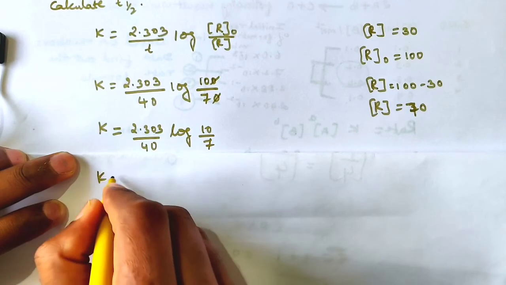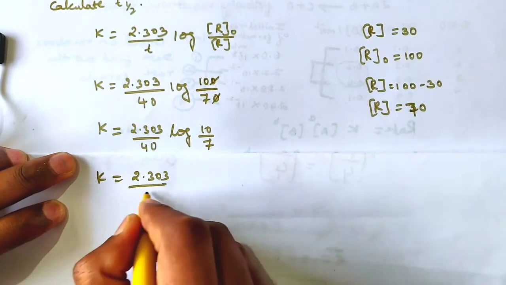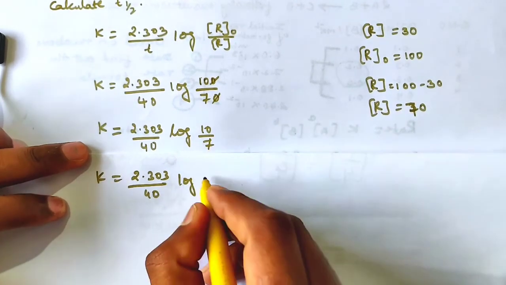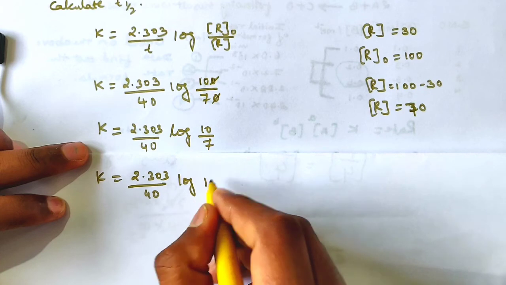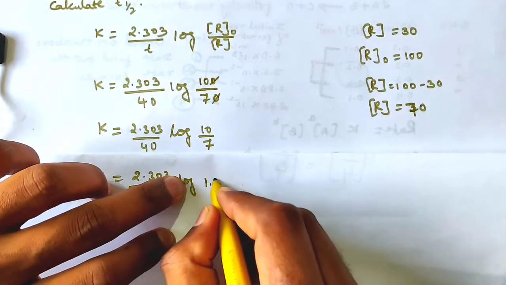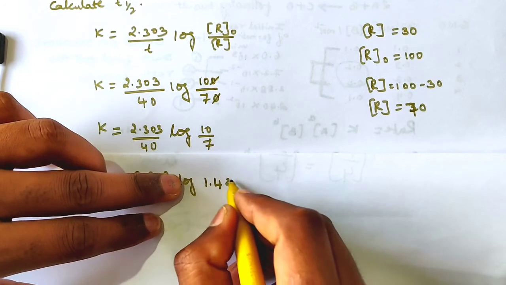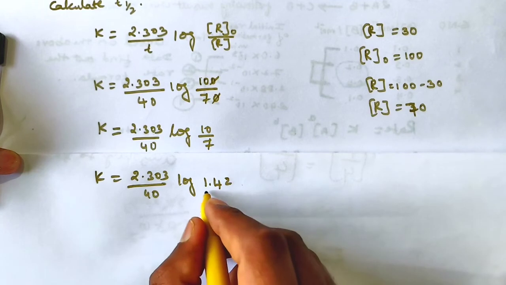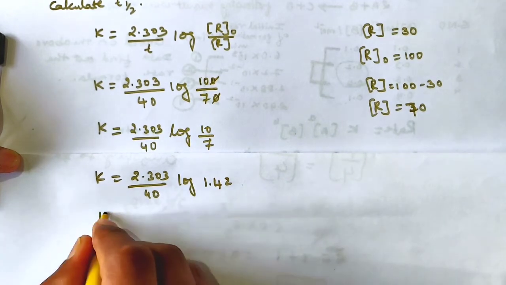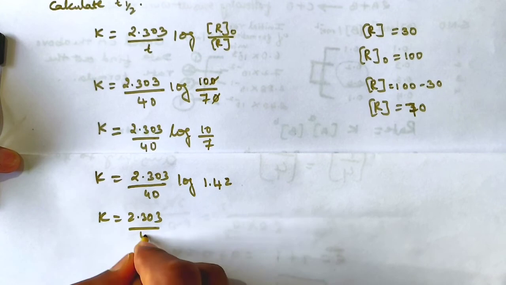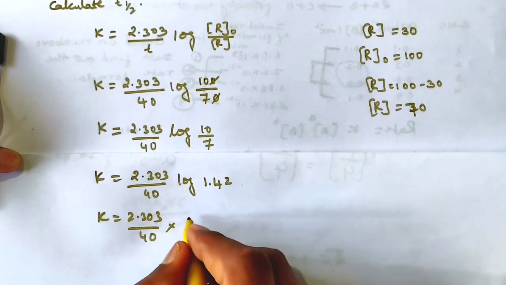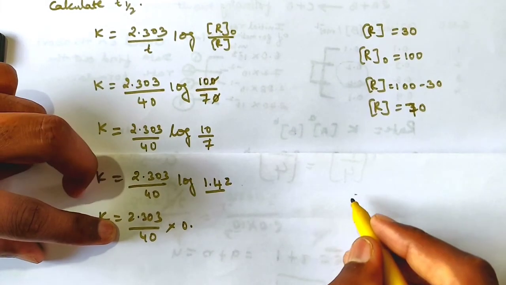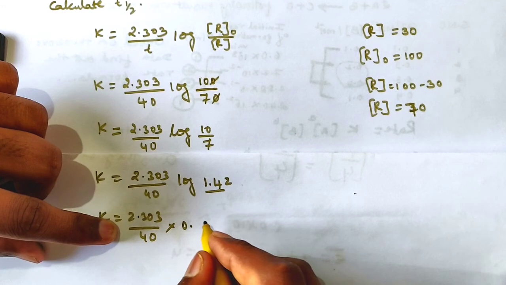This can be written as k is equal to 2.303 upon 40 log, you can divide 7 by 10, so it will be around 1, or 7 ones are 1, then 4 remaining, so it will be 1.42 something. Okay, then we have to see the log for 1.4, so your answer will be like k is equal to 2.303 upon 40 into 0.1548 will come.